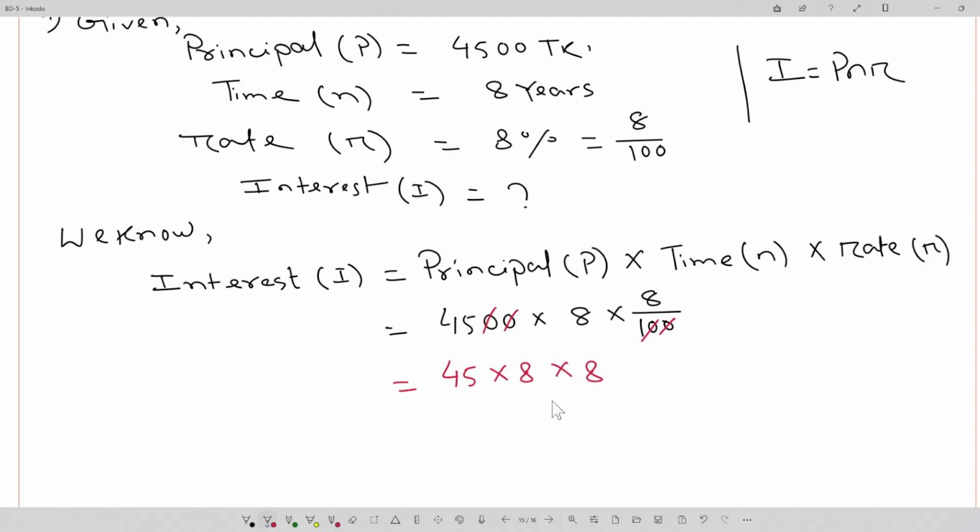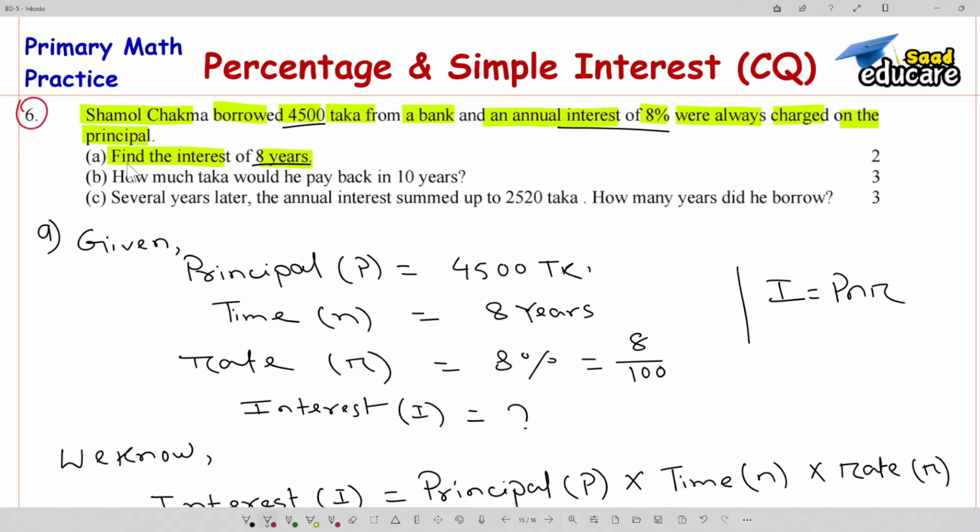So what will be the answer? We should use a calculator, right? So 45 times 8 times 8 will be 2,880 taka. 2,880 taka. So number A done.